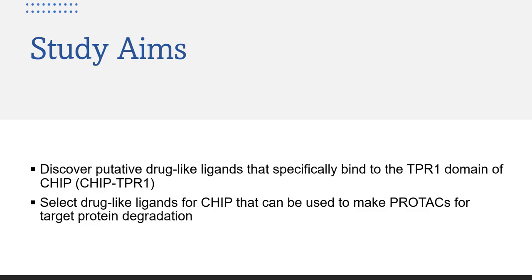The goal of this research project is to discover putative drug-like ligands that can specifically bind to the TPR1 domain of CHIP, as well as to select drug-like CHIP ligands that can be used to make PROTACs for target protein degradation.